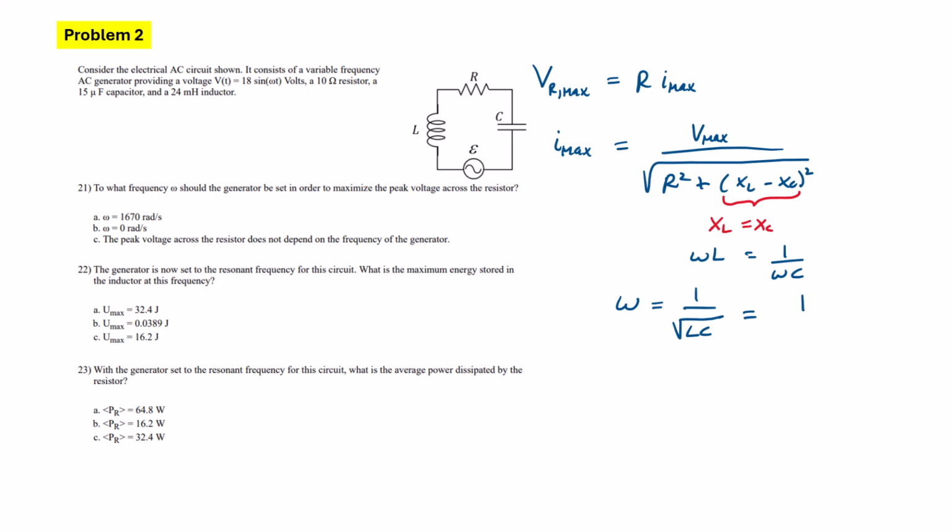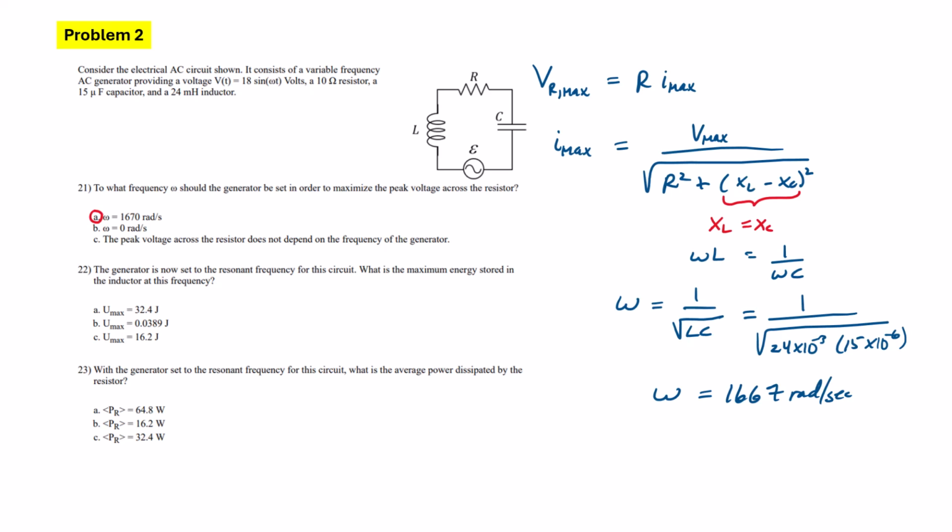So we go ahead and substitute in all our numbers right here. We have the inductor, which is 24 milli, 10 to the minus 3 henries. And then we have our capacitor, which is 15 microfarad, that's 10 to the minus 6. We substitute here, and we should get something like 1667 radians per second. If you round that to 3 significant figures, we should have A as being the correct answer right here.